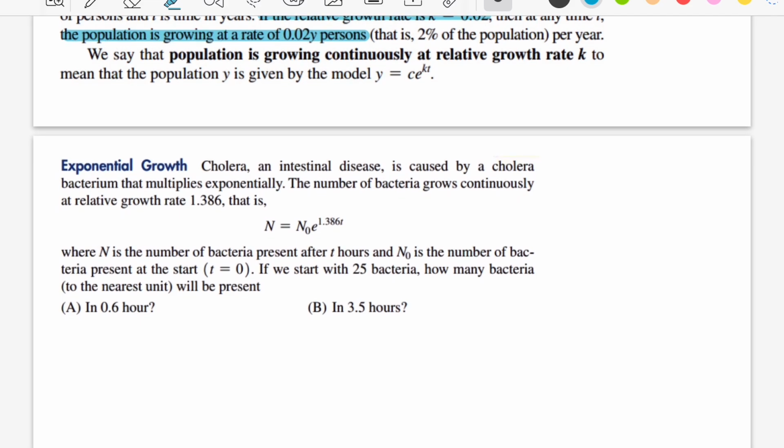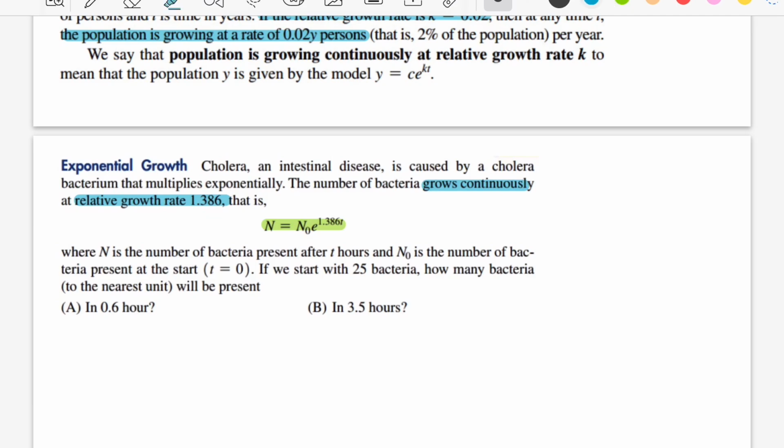So we're told that cholera is caused by a cholera bacterium that multiplies exponentially, and the number of bacteria grows continuously. So it grows continuously at a relative growth rate of 1.386, and we have this equation here.